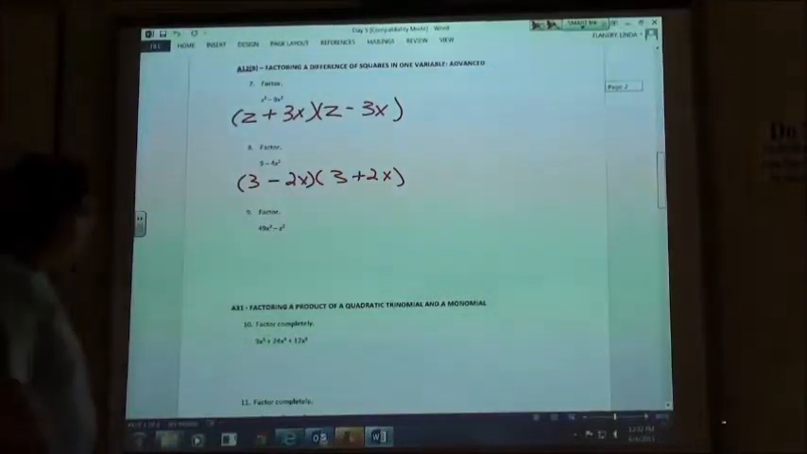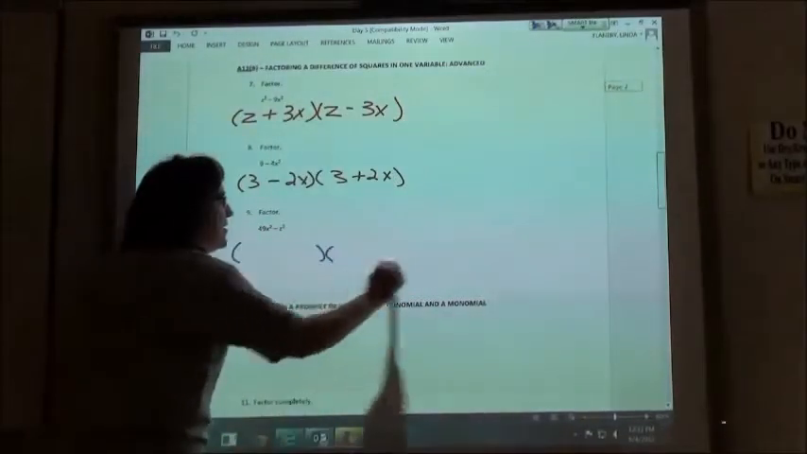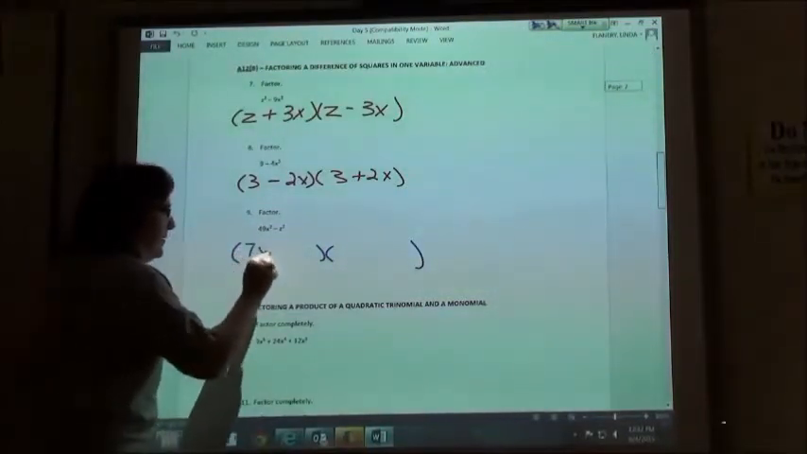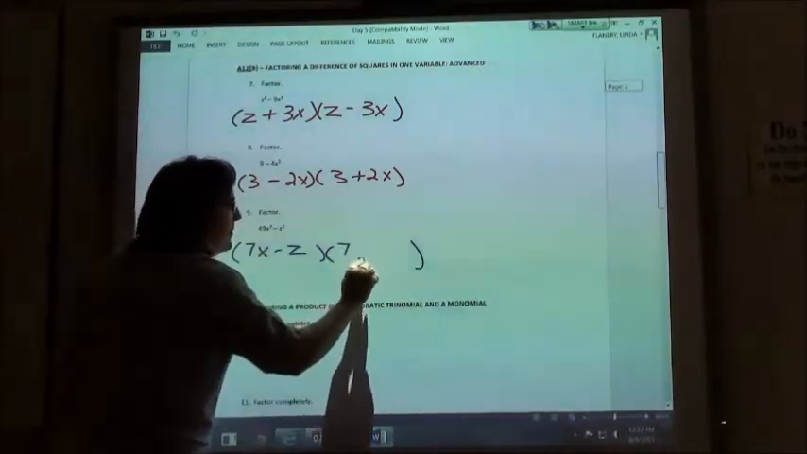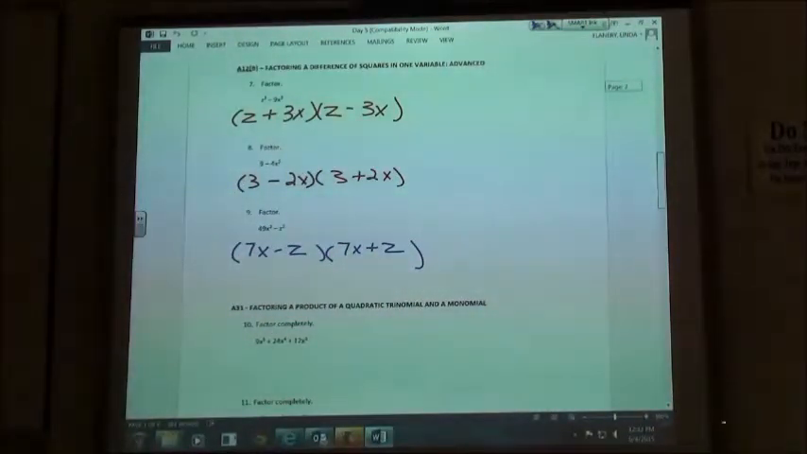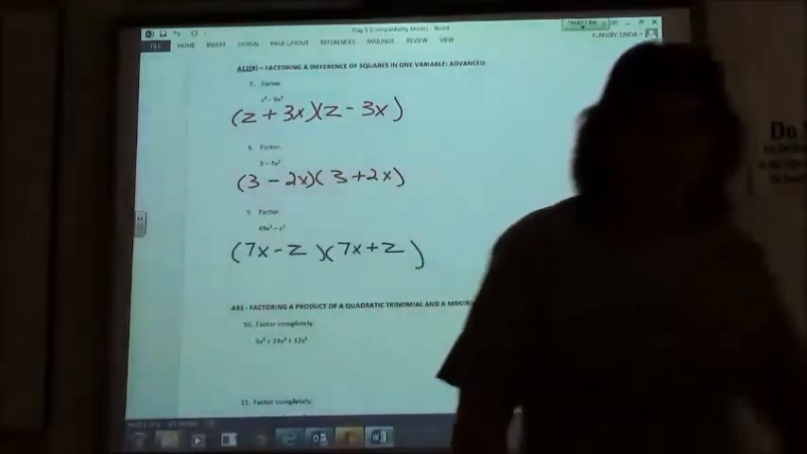And number 9, if we have 49x squared minus z squared, that's going to factor into 7x minus z and its conjugate, 7x plus z. So 49x squared would be 7x times 7x, and of course z squared is z times z, one with the plus, one with the minus.